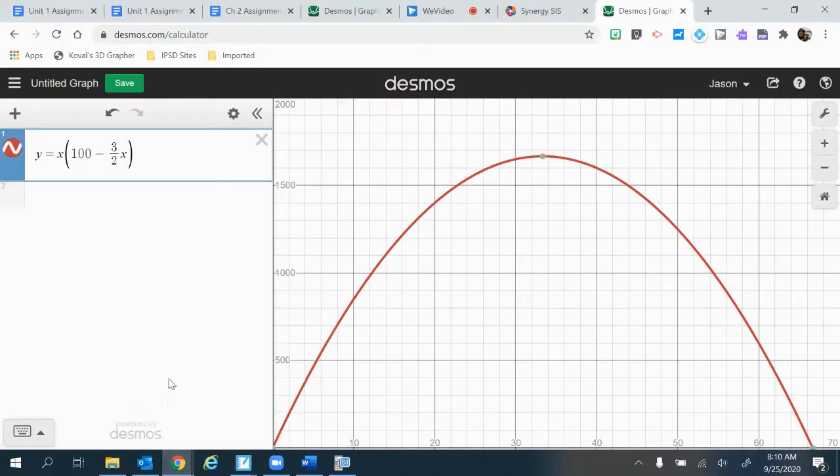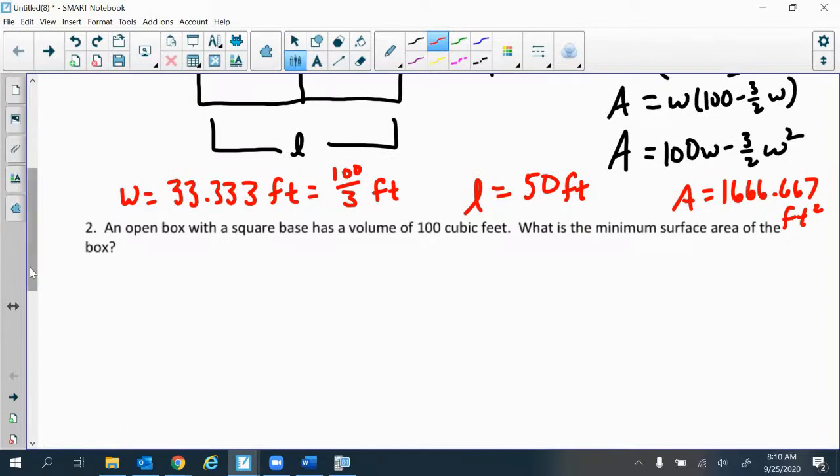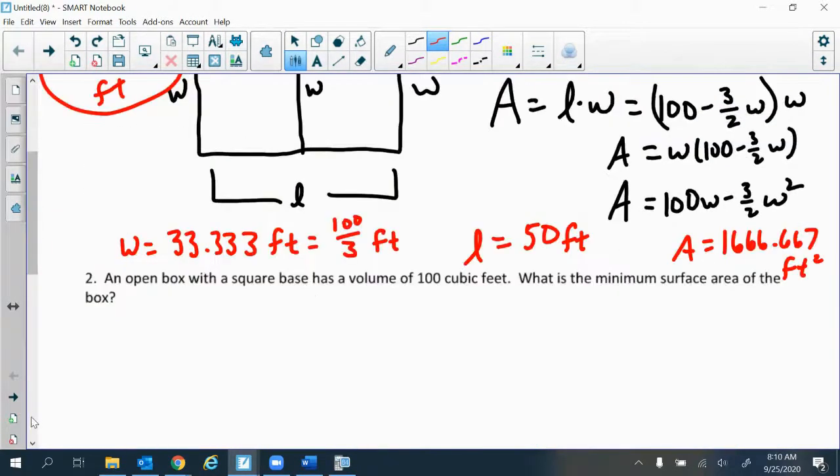Now you can also use Desmos for this. So you can type this in here and it just gives it to you. But again, Desmos is not usable on any sort of standardized test or anything. So you have to make sure you know how to use your TI calculator. Problem 2, an open box.